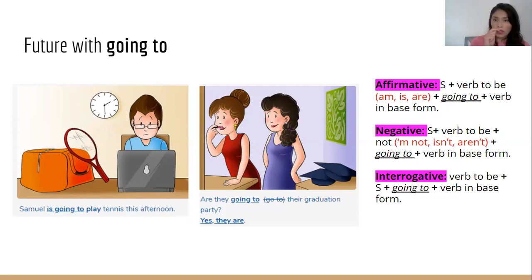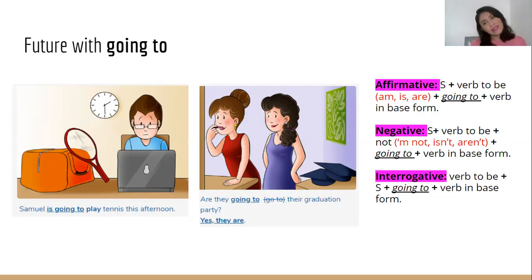So going to can also be used to predict things, but let's say that this is more sure than with will. With will it's just something that you predict, and you don't necessarily have background information. But with going to it is something that is more sure to happen. I mean, you're predicting it because you have evidence, and it is very likely to happen. For example, right now at this moment, I think it's going to rain later because I can see the sky is cloudy.